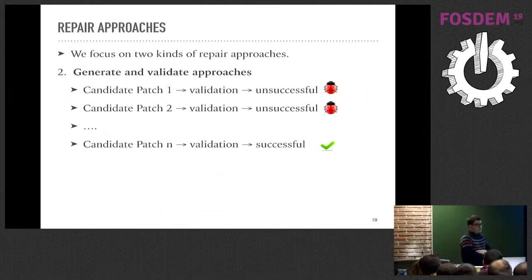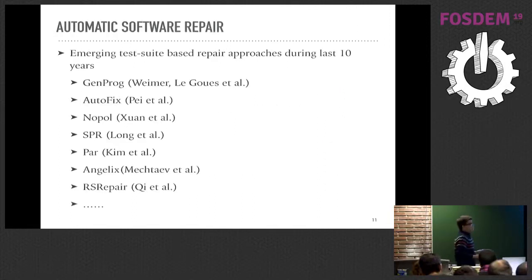And the second family of repair approaches that I will mention today is the family of generate and validate approaches. So the idea is to generate a candidate patch, to validate it, and to see the result. That means in this case whether it passed all the test cases. If the result is not success, it generates another patch until it finds a candidate patch that passes all the test cases. A lot of approaches from this family, test suite-based repair approaches, were presented during the last 10 years.